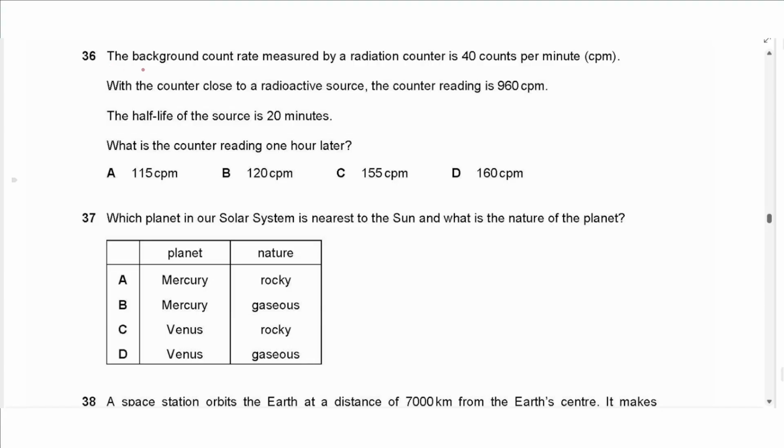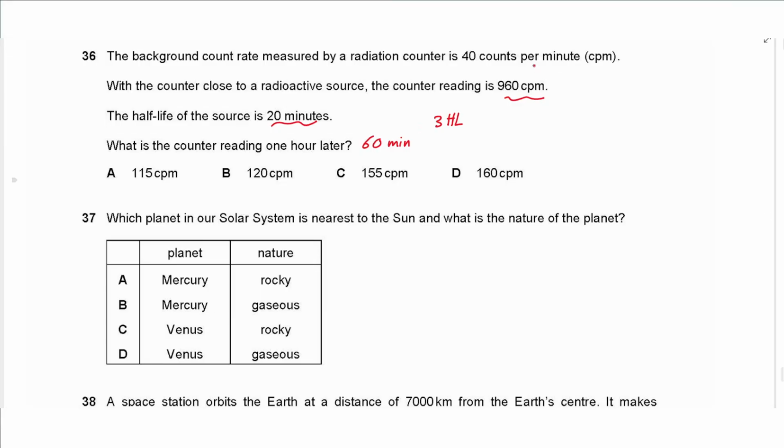Question 36 says a background count rate measured by a radiation detector or counter is 40 counts per minute. With the counter close to a radioactive source, the counter reading is 960 counts per minute. The half-life of the source is 20 minutes. What is the counter reading 1 hour later? 1 hour later, that's 60 minutes. If we divide 60 by 20, we get 3 half-lives.